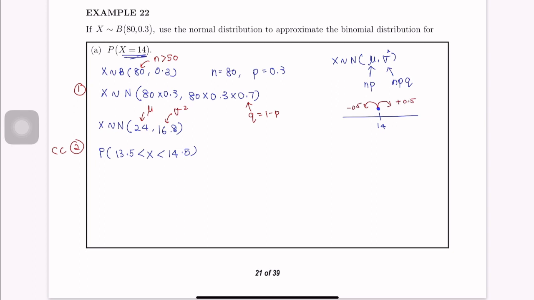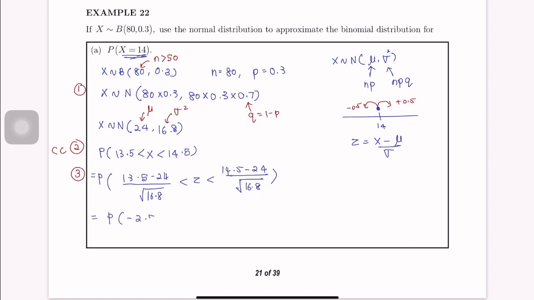Next, we will solve the normal distribution by standardizing it, changing x to z by using this formula: x minus mean over standard deviation. So probability of 13.5 minus 24 over square root of 16.8, and 14.5 minus mean over standard deviation, 16.8. Then we have probability z between negative 2.56 and negative 2.32.